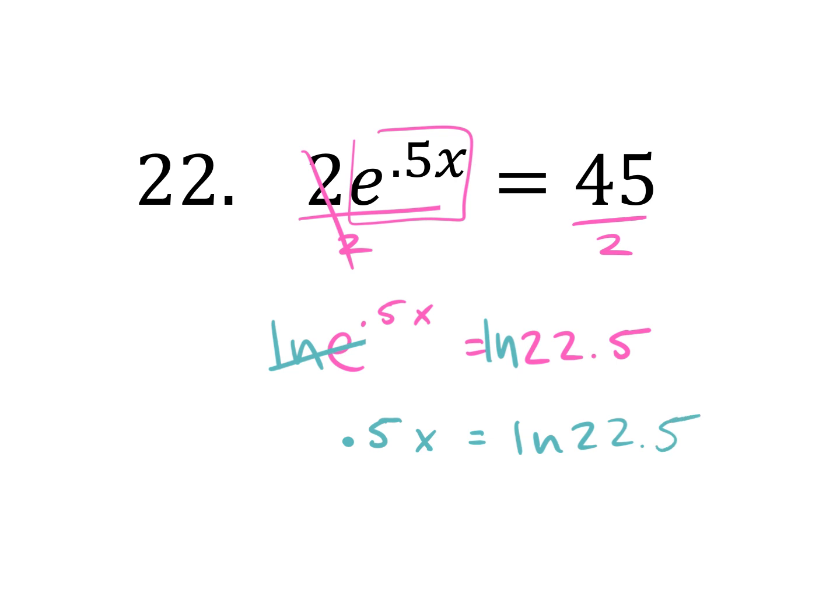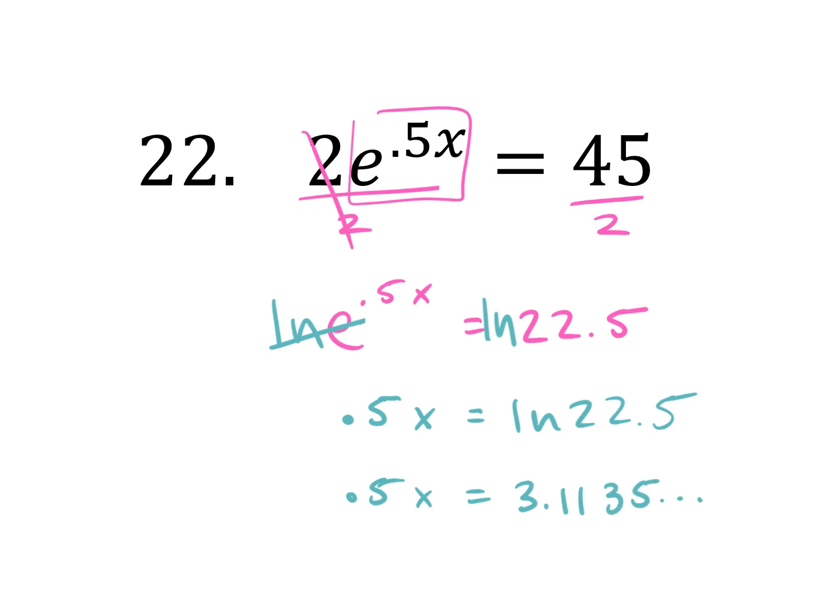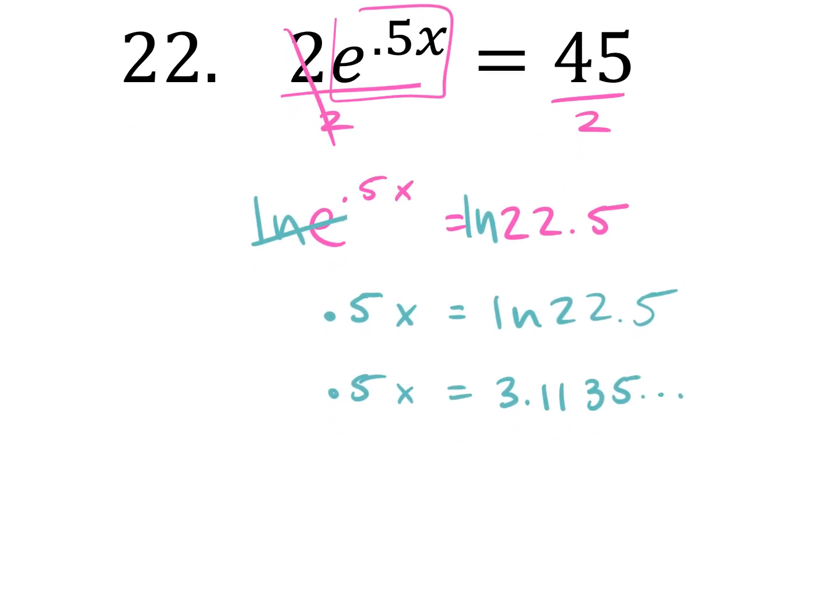We can put the ln of 22.5 in our calculator. So 0.5x equals 3.1135. It keeps going, but I'm just going to leave it in the calculator. What do we do next? Divide by 0.5. So x equals 6.227.